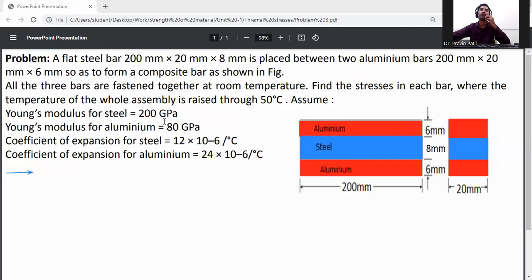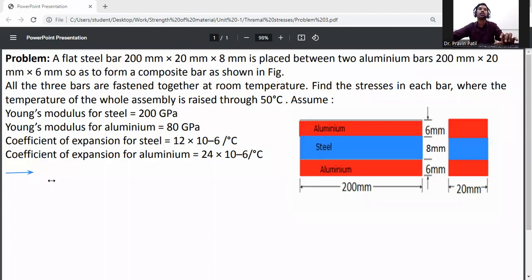Assume Young's modulus for steel is 200 GPa, and Young's modulus for aluminum is 80 GPa. The coefficient of expansion for steel is 12 into 10 raised to minus 6, and the coefficient of expansion for aluminum is 24 into 10 raised to minus 6. So first of all, write down the given data.